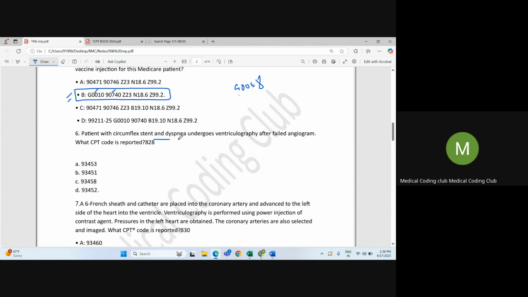Next, a patient with circumflex stent and dyspnea undergoes ventriculography after failed angiogram. What CPT code is reported? So here the question is about ventriculography. What procedure is that? It is again kind of an imaging test. They use contrast dye to look at the heart ventricles, the pumping chamber, to visualize that. So we will check for the particular answer.